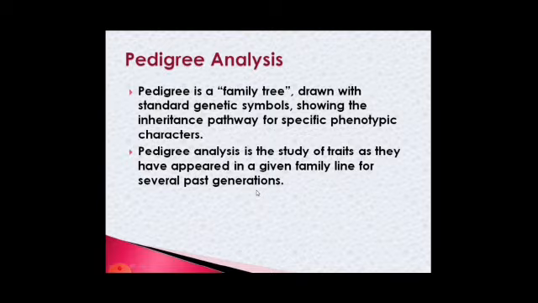You might have studied the Punnett squares in botany, right? Likewise, in the Punnett square, we can study whatever is given. Likewise, the pedigree is the family tree, which is drawn with genetic symbols like that of male and female. We have our own symbols, and with this we can study the inheritance pathway for specific phenotypic characters. So, with this pedigree, we can study the traits and how they have appeared in the given family by learning the past several generations.